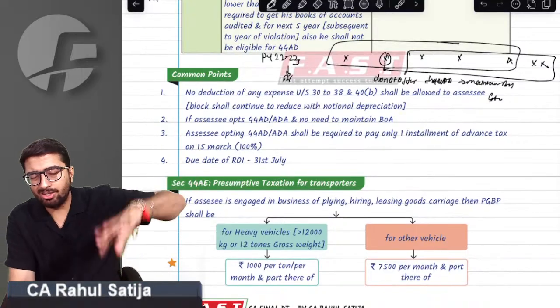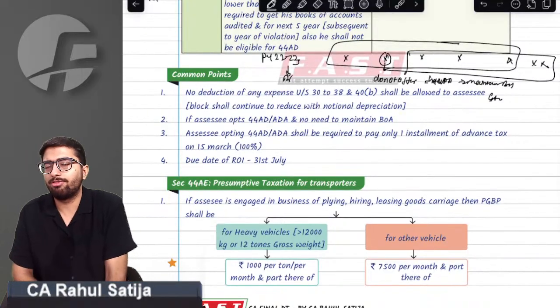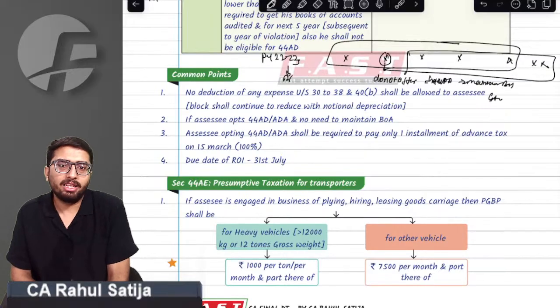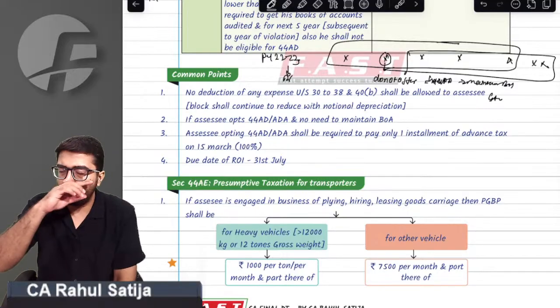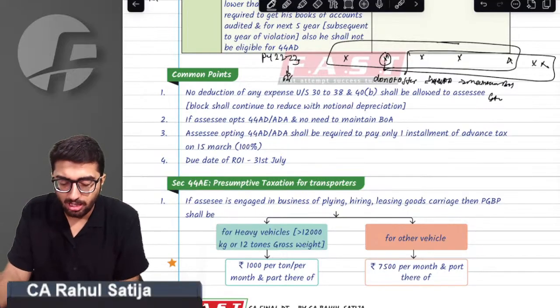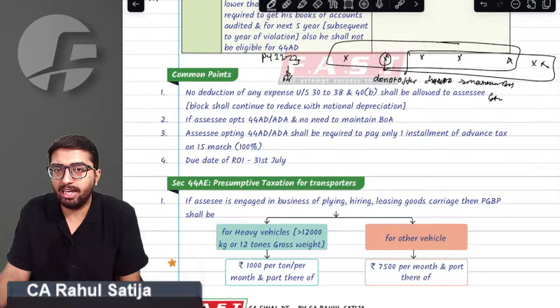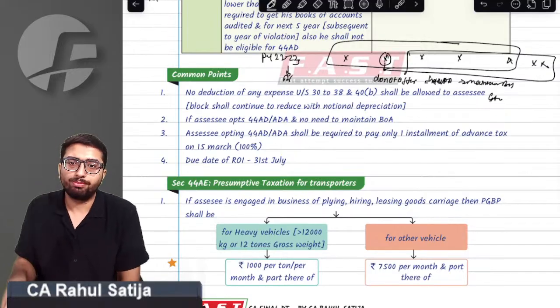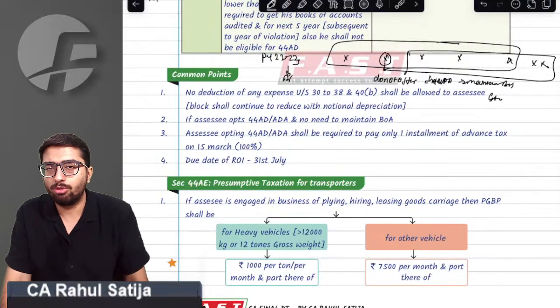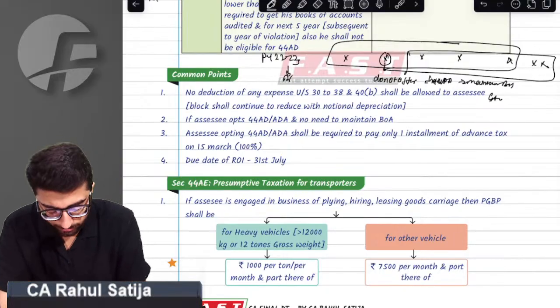Similar provision applies here, so section 30 to 38 deductions are not allowed. If a partnership firm opts for 44ADA, then in that case any remuneration or interest is not allowed as deduction. It is assumed that its impact has already been given. Any person opting for 44ADA has to pay advance tax, one installment only, that too on 15 March, and at last, the due date of ROI for both of them is 31st July.